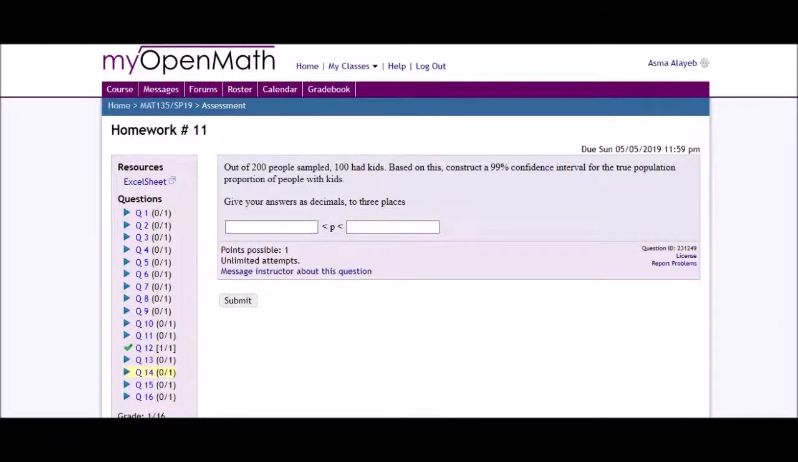Hello students, this is question number 14 from homework number 11. This question is going to help you find the confidence interval.